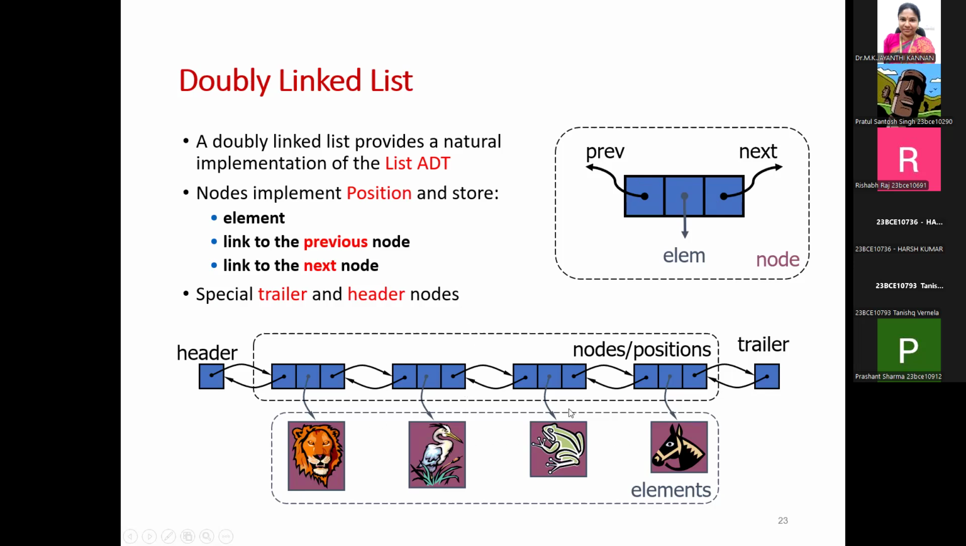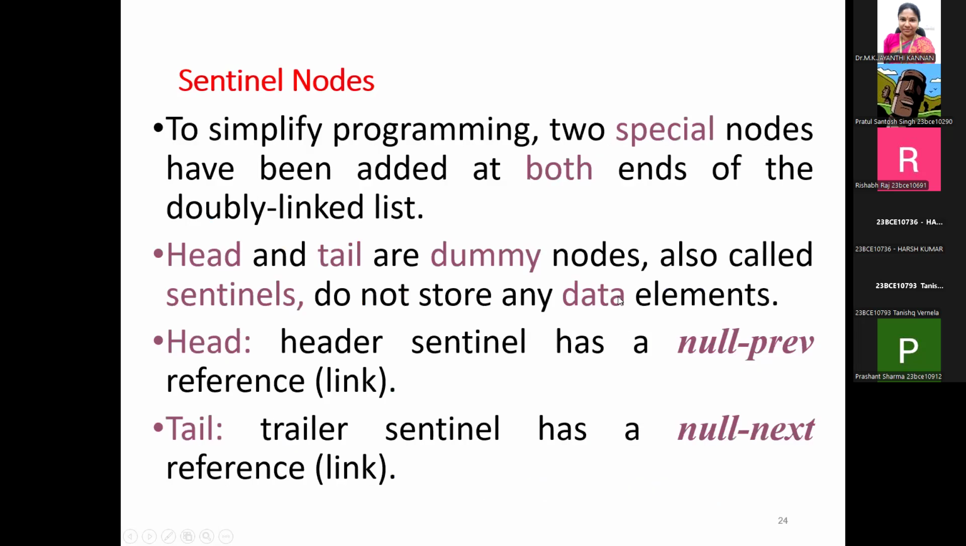How are we storing the values? Each node maintains a forward address as well as a reverse address. So what are the special features? Head and tail are dummy nodes, and then the data nodes. Head has a null previous, and tail has a null next.